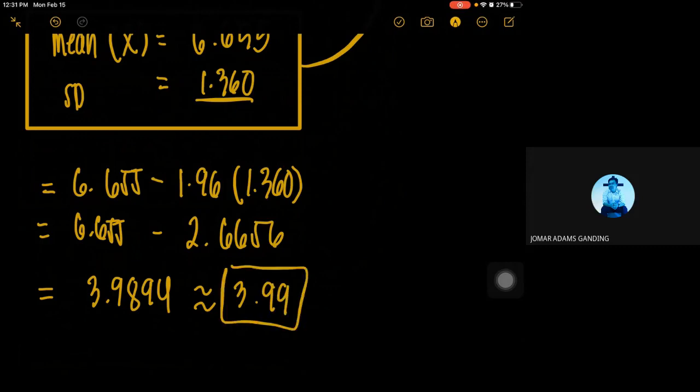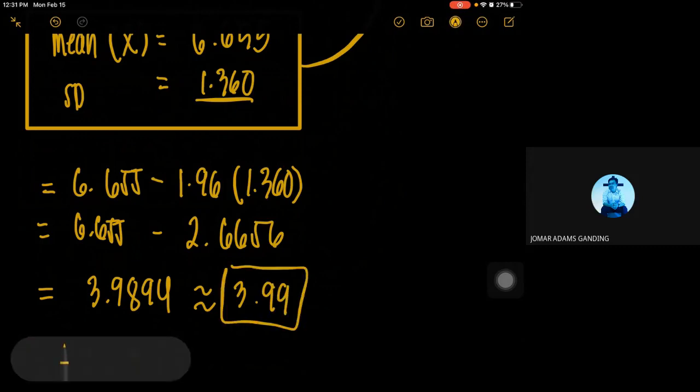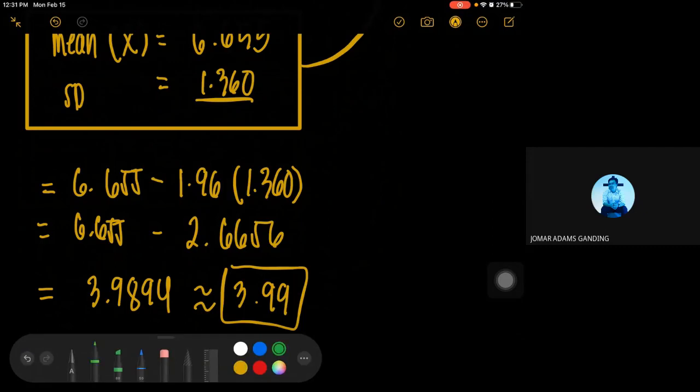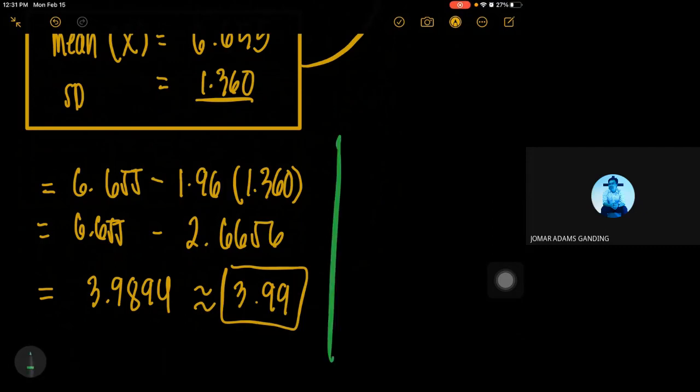Hold your horses. That is just one number. That is not yet a range. So what about the other half? The other half for the upper limit. So same thing, 6.655 plus 1.96 times 1.360.